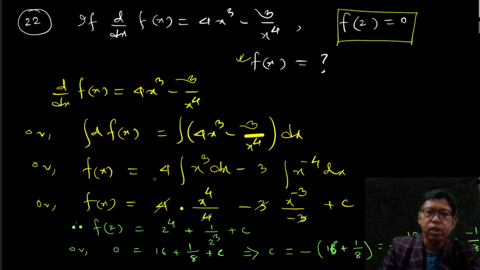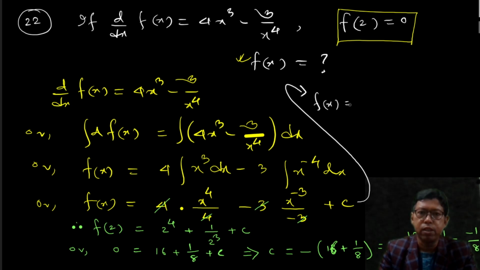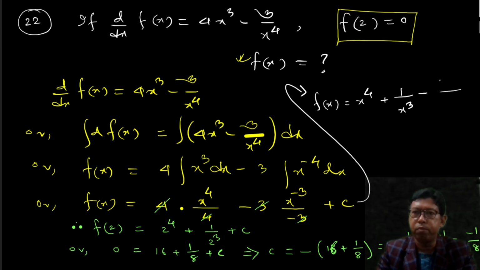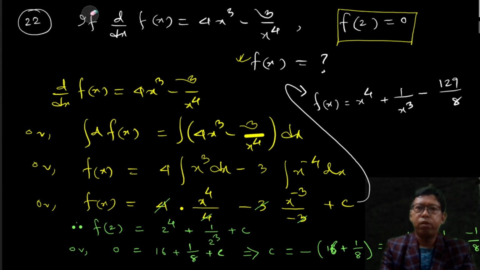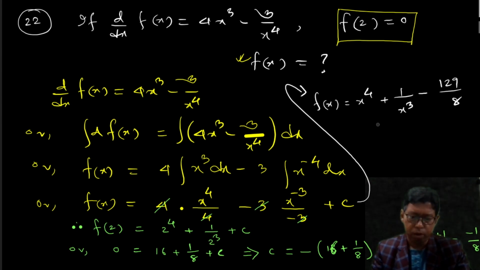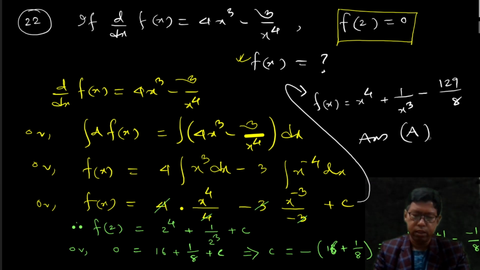Then what is the function? f of x is equal to x to the power 4 plus 1 by x cubed, and c is found as minus 129 divided by 8. The answer is found as f of x is equal to x to the power 4 plus 1 upon x cube minus 129 divided by 8. So from the list of the options, I find the answer is A.